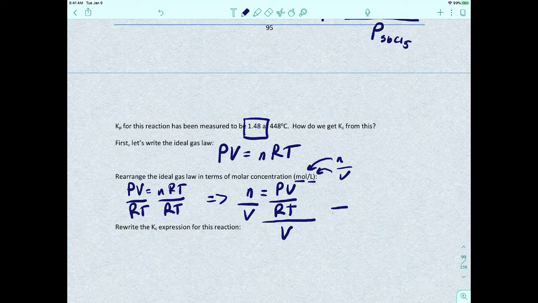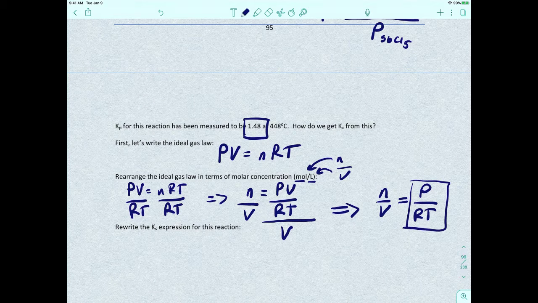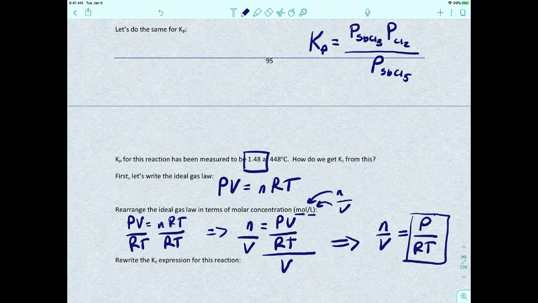Okay, and by doing that, I get this expression, that N over V, which is molarity, by the way, is equal to pressure divided by RT. And there you go. So we're going to need that. So essentially, in order to get molarity, which is N over V, I need to pop this expression in for each of our pressures. So it's going to be the pressure of SbCl3 divided by RT, and then the pressure of Cl2 divided by RT.